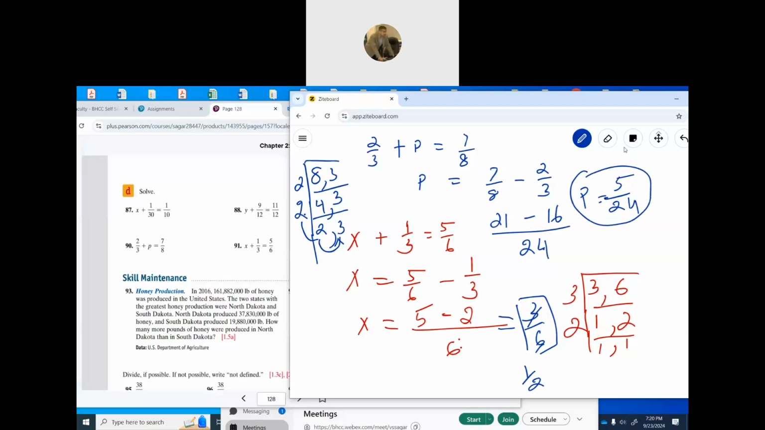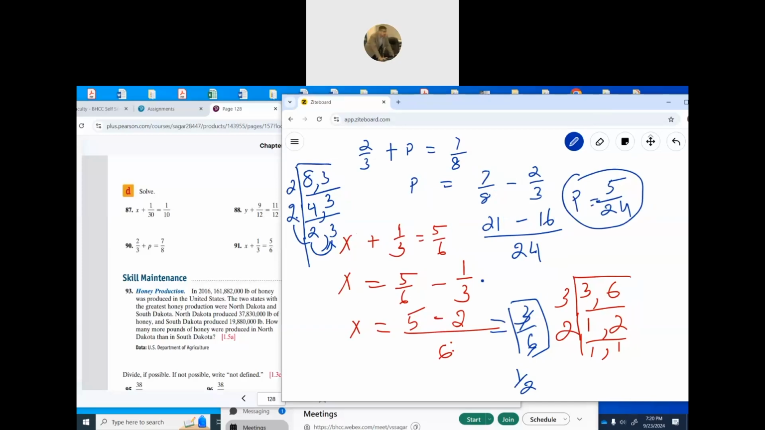Okay, so this red is a different question. This is a different question. Okay, the red I'm going to delete.